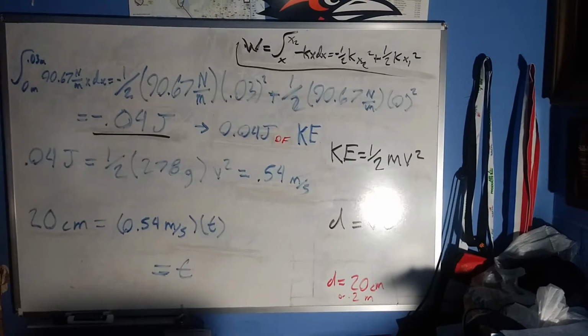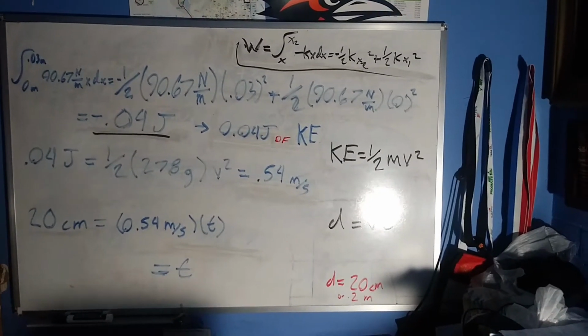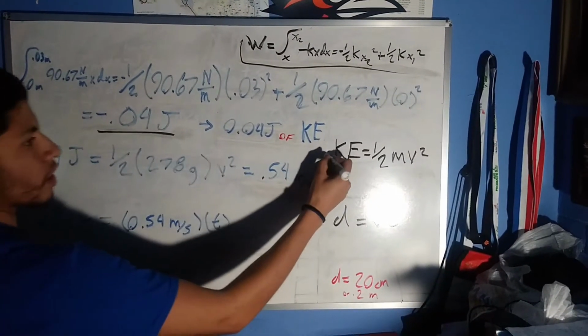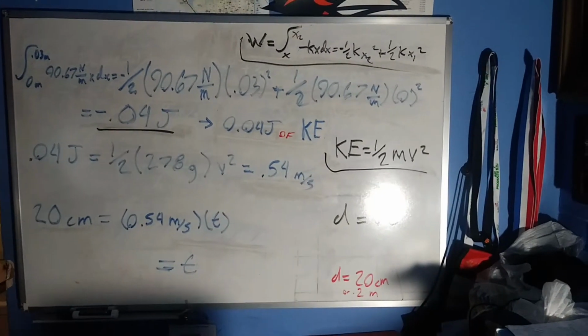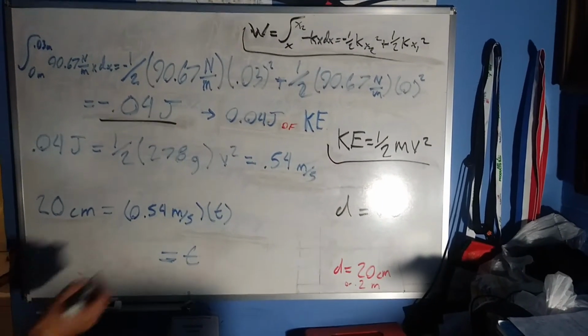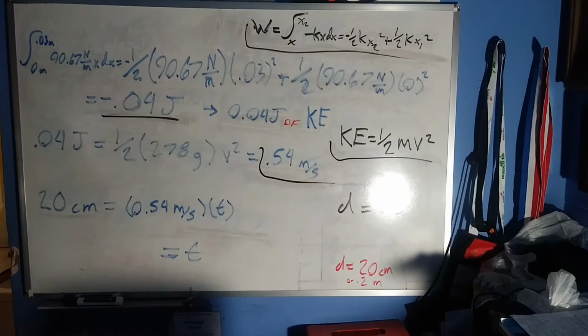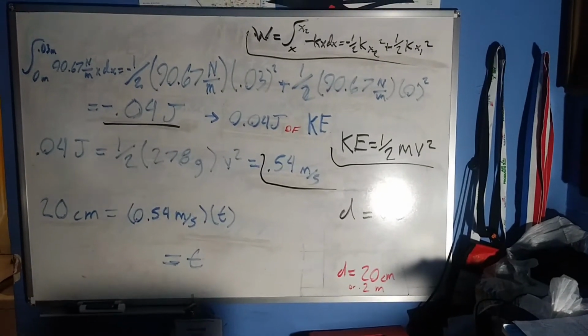Now we will be looking for velocity, and we will be doing that by plugging those numbers into the kinetic energy formula, and by using simple algebra, we end up getting 0.54 meters per second as our final velocity.